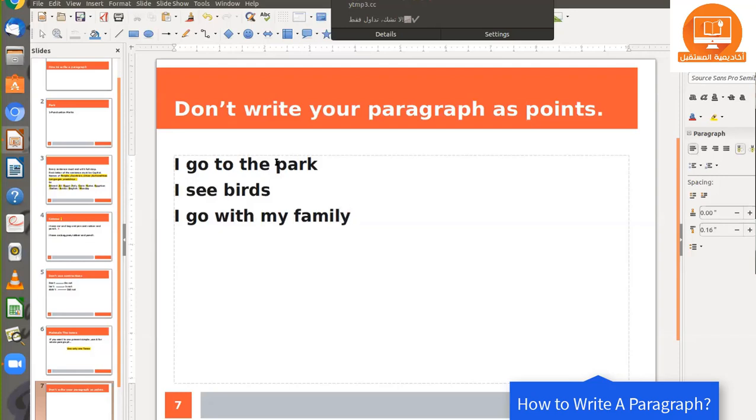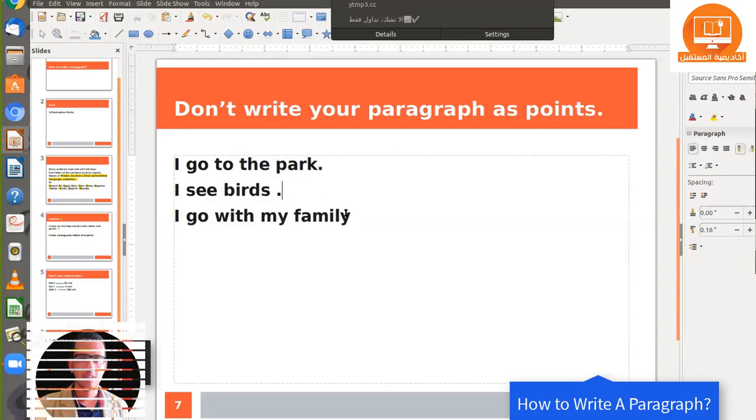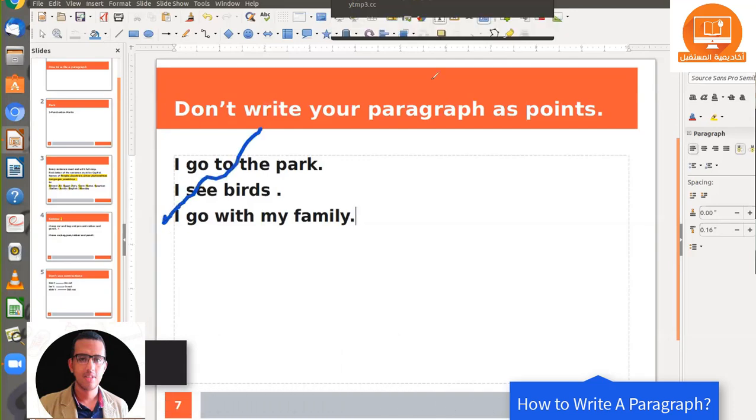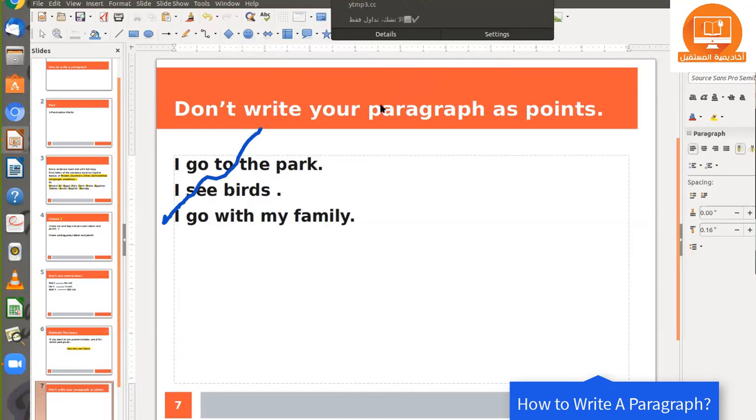No, this is wrong. This is not a paragraph. So don't write it like this. This is wrong. How should you write it? You write it like this.